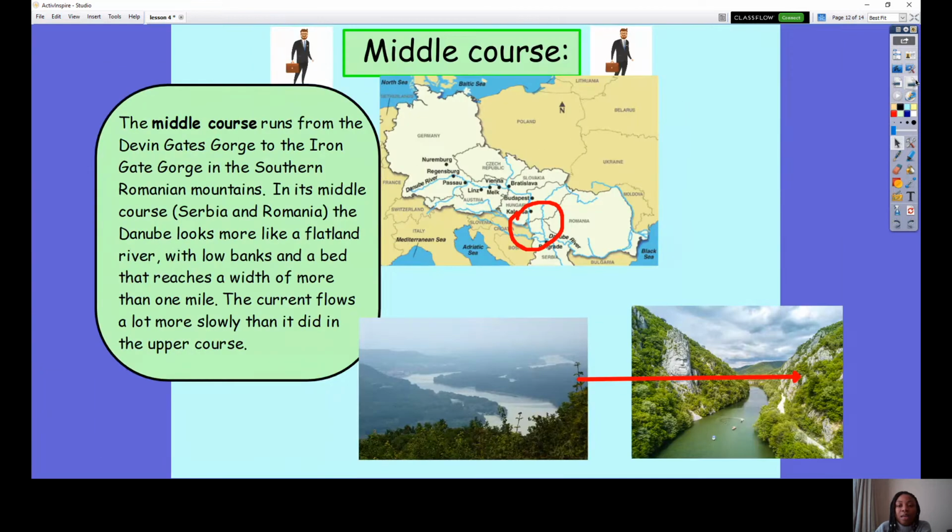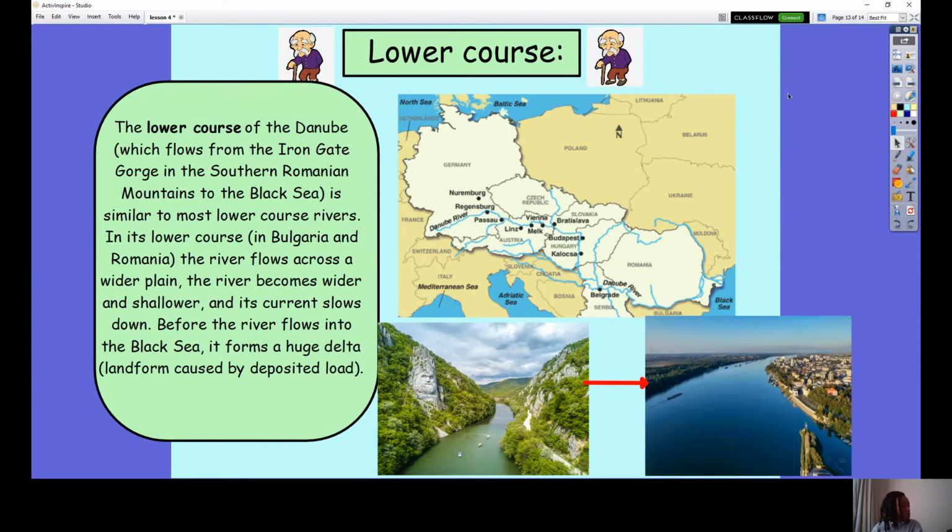Fantastic. And now we're going to go to the lower course. Now, the lower course of the Danube, which now flows from the Iron Gate, which is where it ended in the middle course, which is in the southern Romanian mountains, and goes all the way to the Black Sea. Now, it's quite similar to most lower courses of rivers because it flows into a sea. In its lower course, which is in Bulgaria and Romania, the river flows across a wider plain. The river becomes wider and shallower, and its currents slow down. So the river becomes even wider than it was in its middle course.